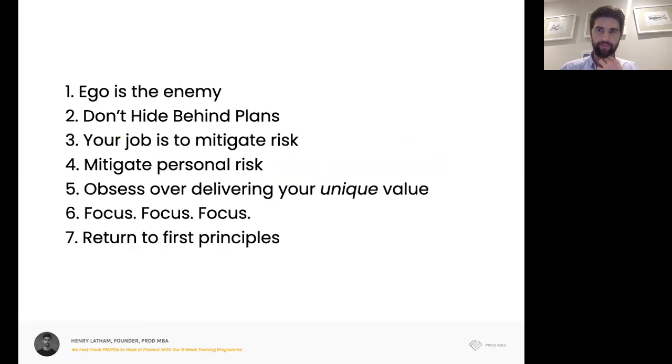So just to recap those before we wrap up. One, ego is the enemy. Whatever you're doing, whatever it is in life, that's the thing that's really going to handicap you. Two, don't hide behind planning. It is a crutch and it is an excuse. Focus on delivering value. Three, your job is to mitigate risk. Don't try and reinvent the wheel. Don't try and be too clever too quickly. You can always do that in future.